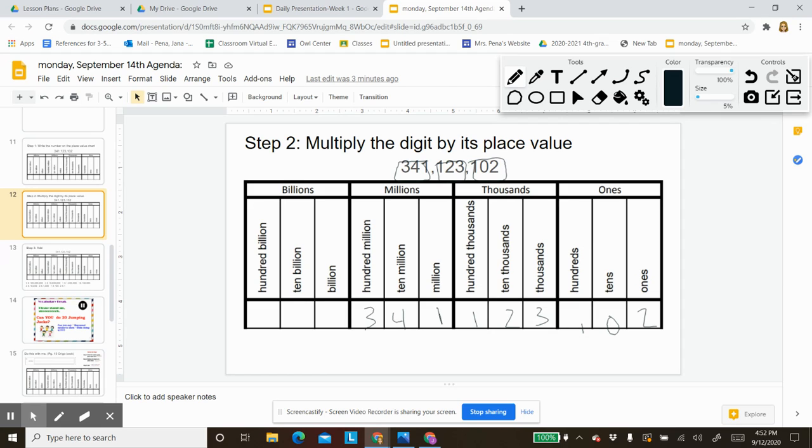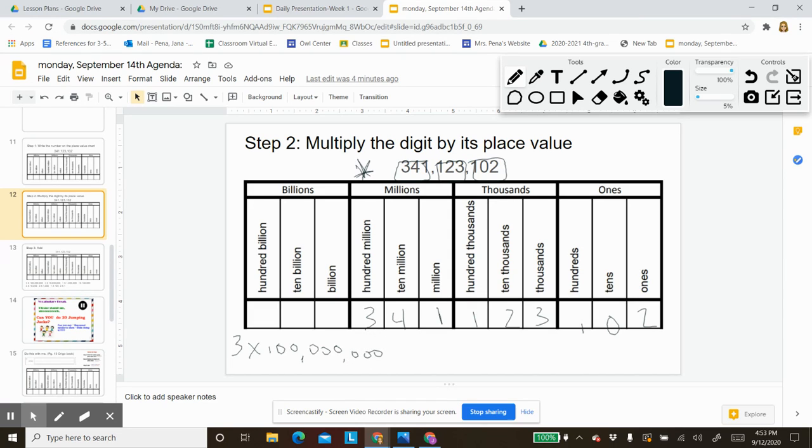Okay, so now I'm going to multiply the digit by its place value, starting with my largest place value. So I have 3 groups of, remember, groups of we can represent with multiplication, 3 groups of 100 million. Then I move on to my 10 millions.